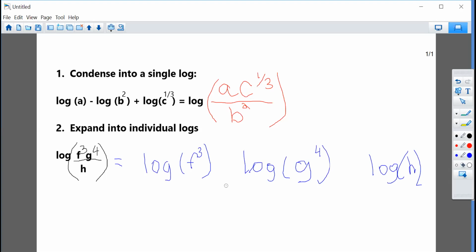This is going to be a plus, okay, because f to the third and g to the fourth were multiplied inside the single log. So when we expand them to separate logs, they get added. Okay, then log of h, is that going to be added or subtracted? What symbol needs to go here? Yes, that's a subtract because the h was being divided inside a single log, so it will be subtracted in our expanded logs. Okay, now what? Are we done with this yet?